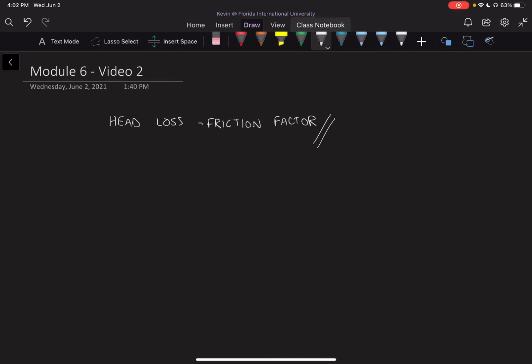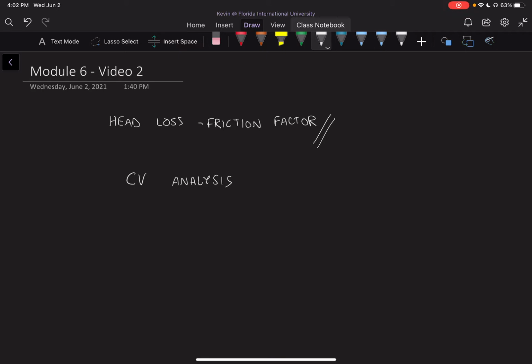In video 2 of module 6, we're going to continue our discussion of viscous flow in ducts, and we're going to continue with introducing the head loss or the friction factor that we would see in a pipe. So typically when we have a pipe flow, we try to approach the problem using a control volume analysis. And the reason why is because it's usually simpler to solve. So we like to use a control volume analysis to try and solve our problem.